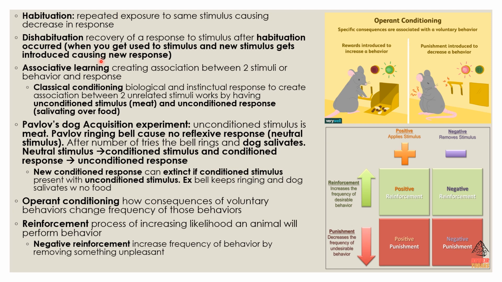Next, we have associative learning. Associative learning is basically creating an association between two stimuli, or between a behavior and a response. The first type of that is classical conditioning, a biological and instinctual response that creates an association between two unrelated stimuli, working by having an unconditioned stimulus, for instance meat, and an unconditioned response, so salivating over food. So basically in classical conditioning, you create a connection between two stimuli.